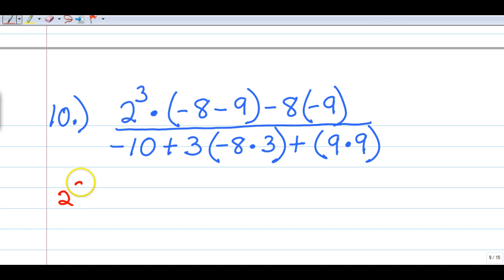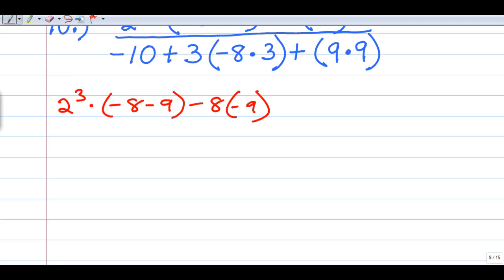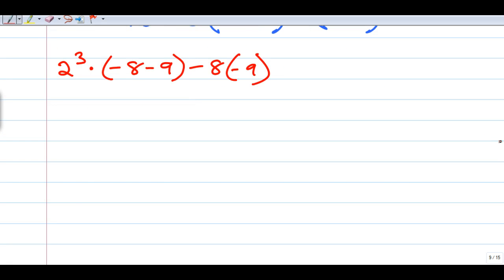So we have a 2/3 times the difference of a negative 8 and 9, minus an 8 times a negative 9. Order of operations says that we'll complete the items inside the grouping symbol first. So we have a -8 minus 9 to create a -17. Minus that 8 times -9, just carried down. Come back, also carry down that 2 to the third power.